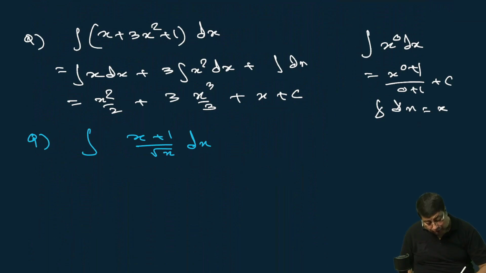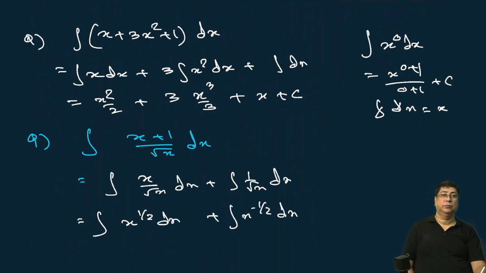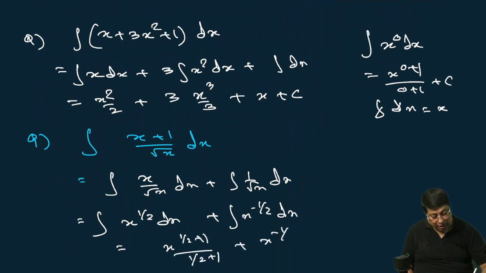Now what we have to do is separate. We'll separate this: x by root x dx plus 1 by root x dx. Now we can write x by root x as x to the power half dx, plus x to the power minus half dx. So by the x to the power n formula, x to the power n plus 1 by n plus 1, we can write here x to the power half plus 1 by half plus 1, plus x to the power minus half plus 1 by minus half plus 1, plus c. In this way, we'll proceed with the integration.